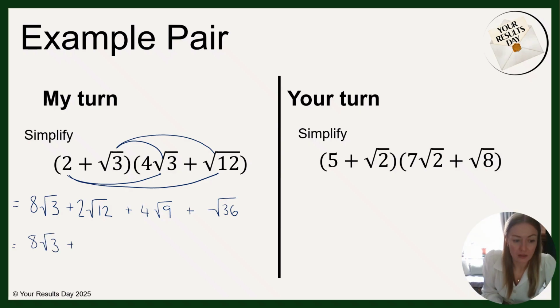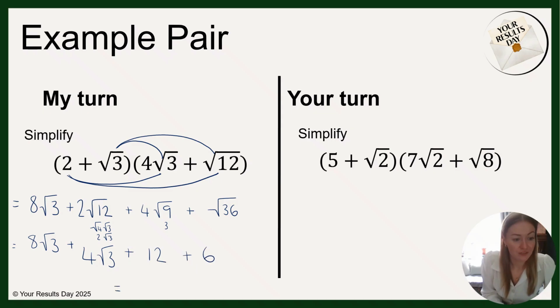However, root 12 is the same as root 4 root 3, which is 2 root 3. And so when we multiply that by the 2 in front of the root 12, because remember it's 2 lots of root 12, we need 2 lots of 2 root 3, that will be 4 root 3. We've got 4 lots of root 9, but we know root 9 is just 3, so 4 times 3 is 12. And the square root of 36 is 6.